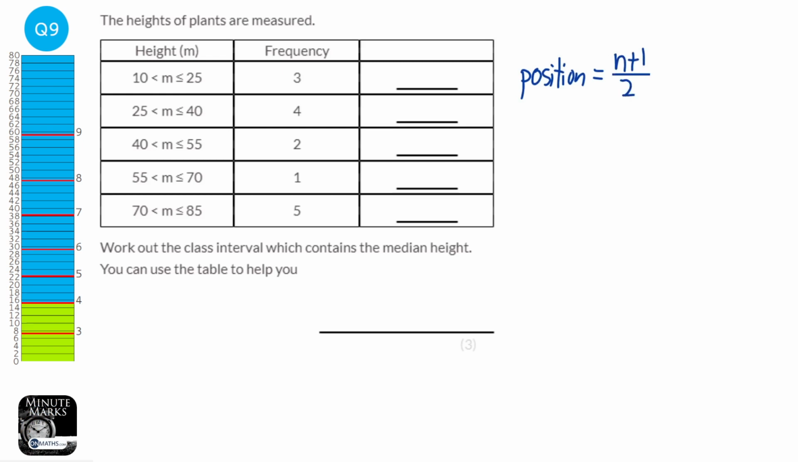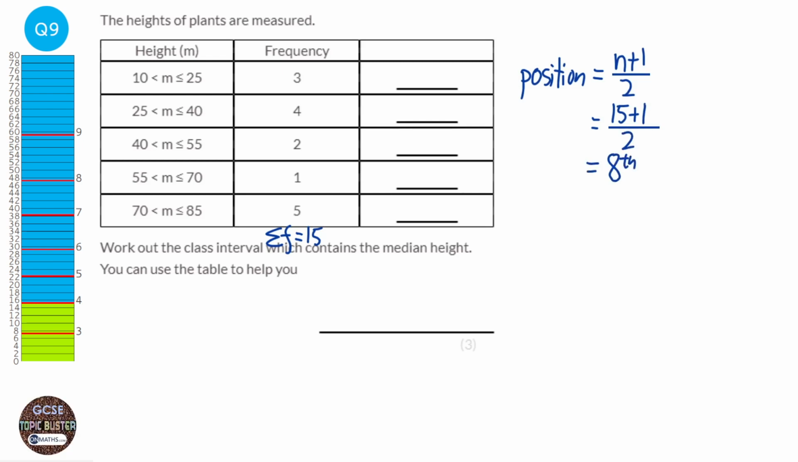So we need to find out what n is, and we do that by adding up all the frequencies there. So let's add those together, and you get the sum of f. So those add up to 15. So if you do 3 plus 4 plus 2 plus 1 plus 5, you get 15. And so we've got 15 plus 1 divided by 2. 15 plus 1 is 16, divided by 2 is 8. So the position of the median is in the 8th position.